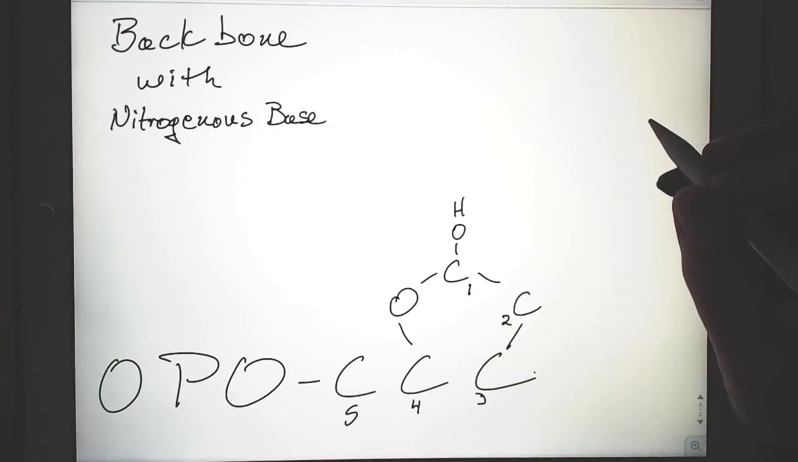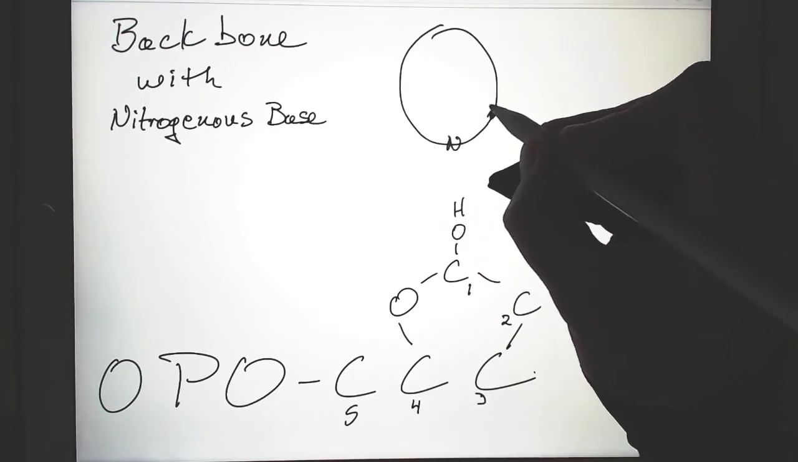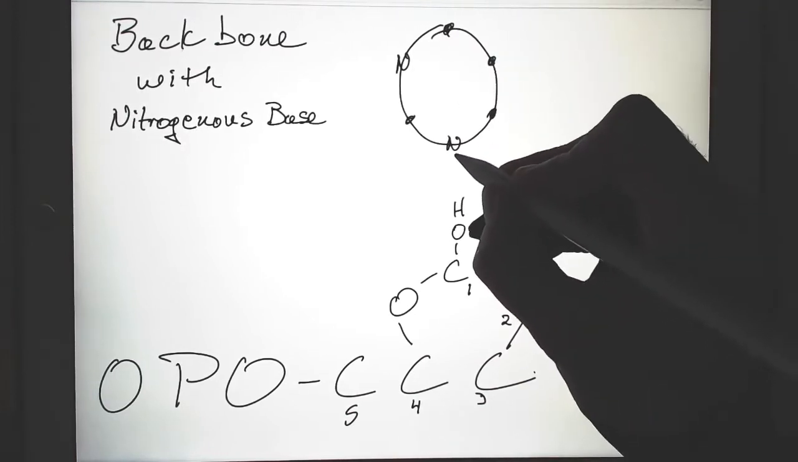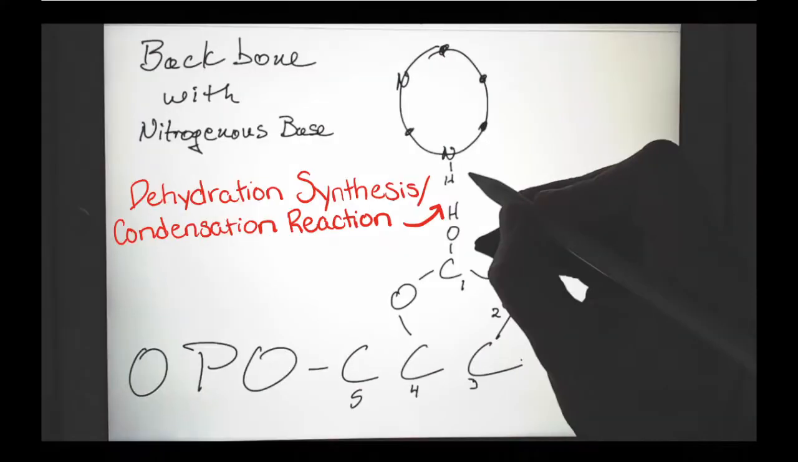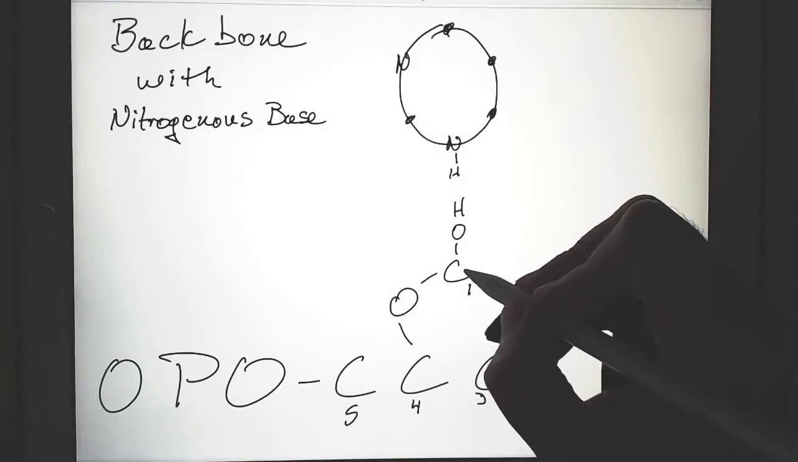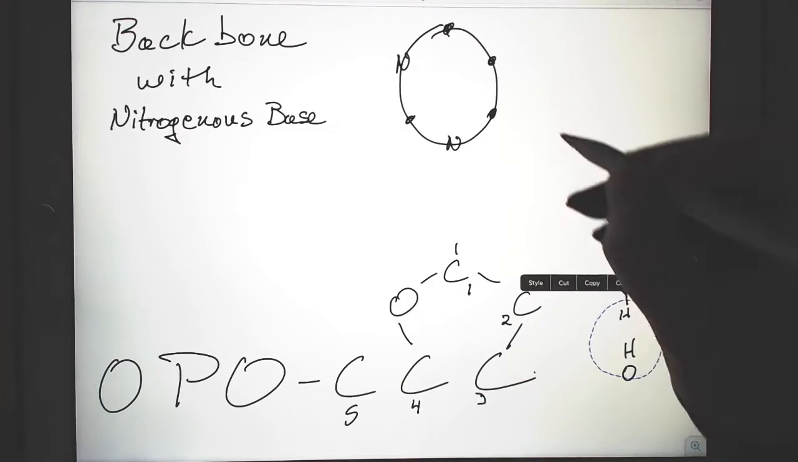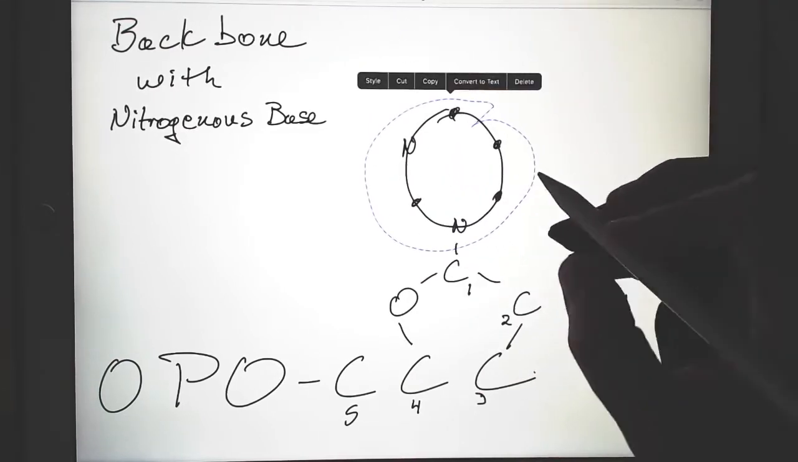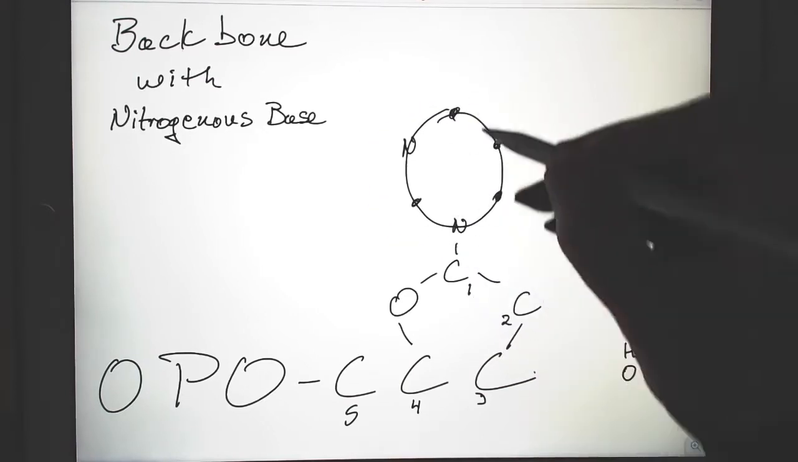Next, we add in the nitrogenous base, which I'll draw as a ring with a nitrogen, carbon, carbon, nitrogen, carbon, carbon. There's a hydrogen, the third bond on that nitrogen. Takes out an H2O and leaves behind this single ring attached to the 1 carbon of the sugar.